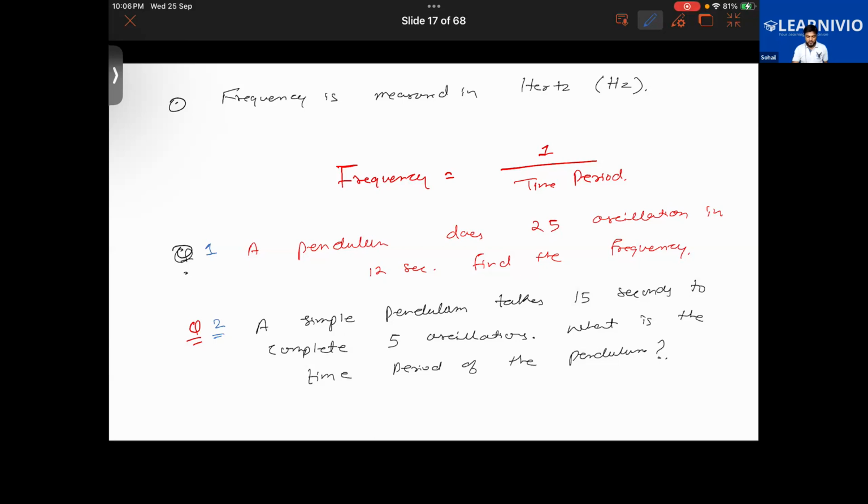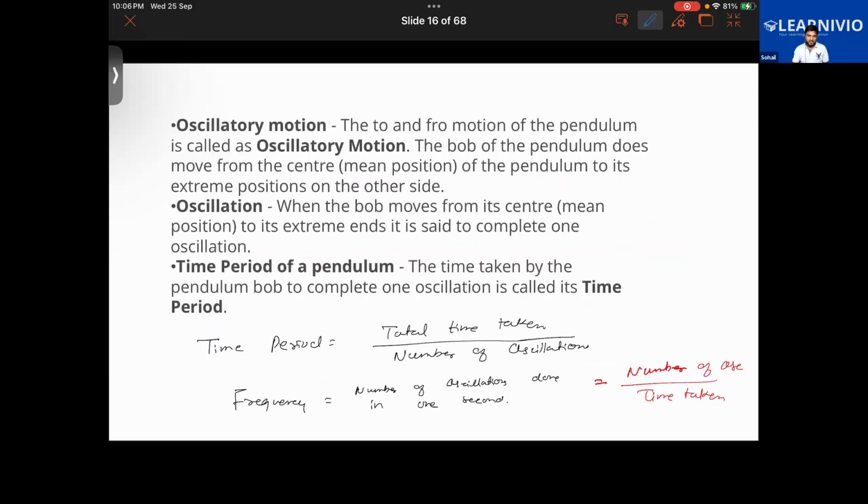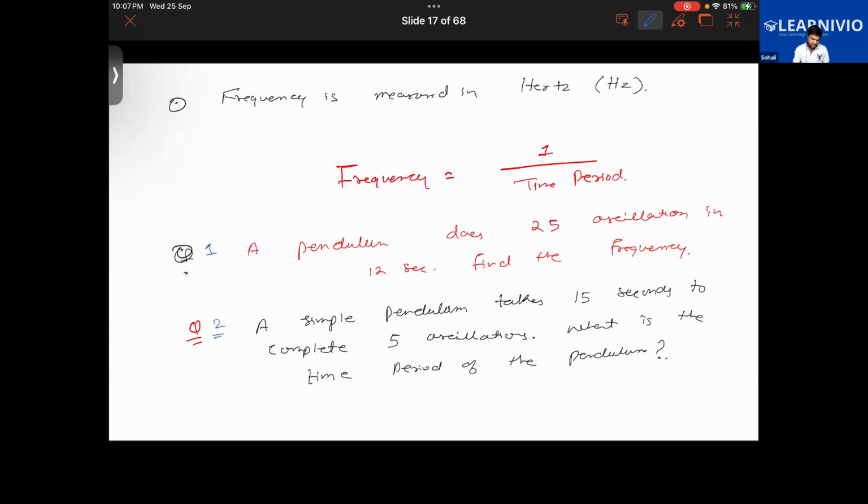But recall the formula. See, what formula? Take the help of these formulas here. In order to find time period, it's total time taken upon the number of oscillations that is being done. For frequency, it is opposite: number of oscillations upon time taken. I'm writing in short here. For frequency, it is the total oscillation upon total time.